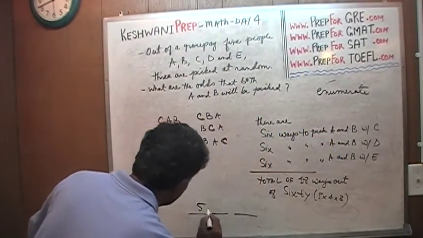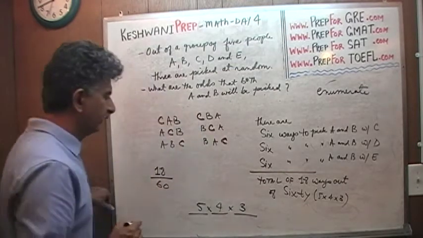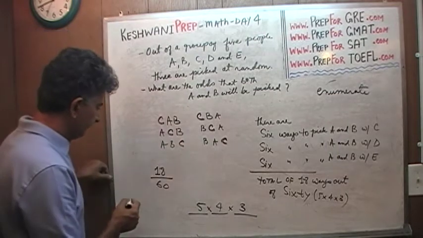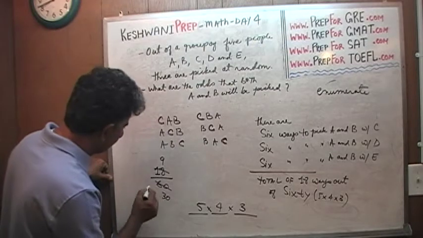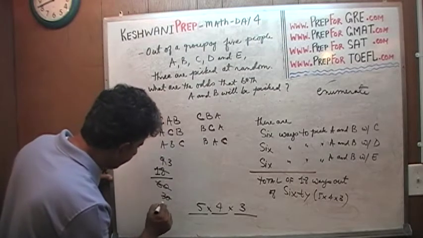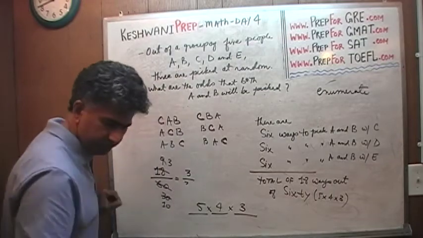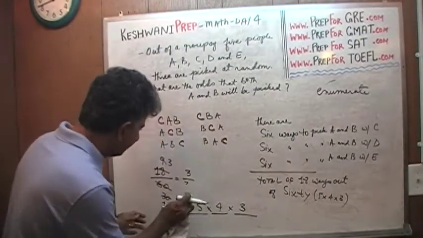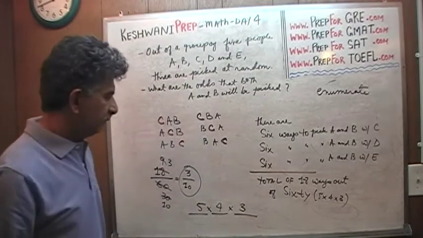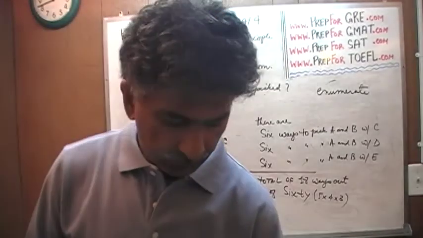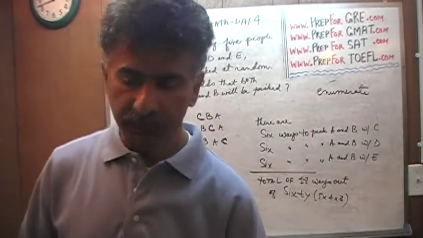There are 5 different ways of picking the first guy, 4 different ways of picking the second guy, 3 different ways of picking the third guy, a total of 60. Simplify it, 18 over 60 is 9 over 30. We can go one more time, 3 over 10. There you go, voila, there is the answer, 3/10. There's a 30% chance that the 3 people that you picked at random will contain both A and B.